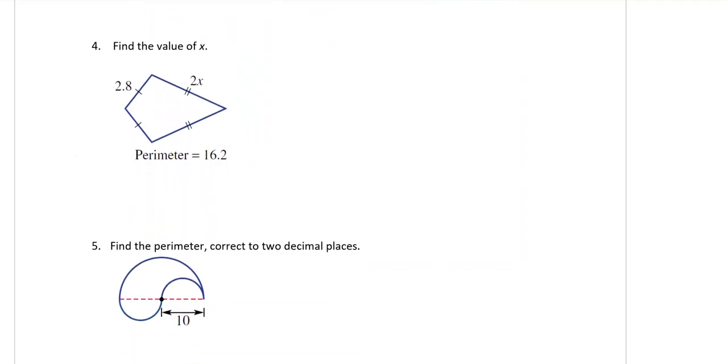Okay, so we're told that the perimeter is 16.2. And we're going to make an equation for the perimeter. There's the 16.2. So if we make an equation for the perimeter, which is 16.2, it would be equal to all the other sides added together. Now, the sides that I have are 2x, and then there'd be another 2x down here, so plus 2x, then plus 2.8, plus another 2.8.